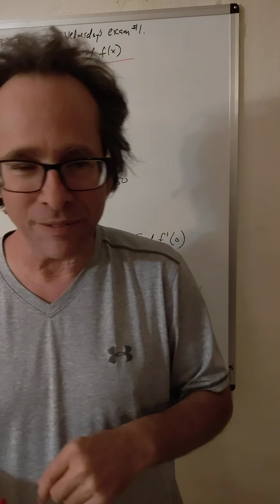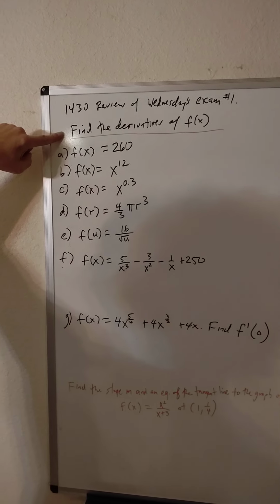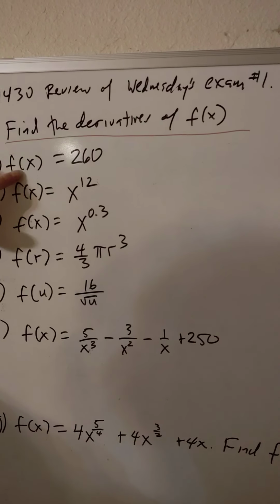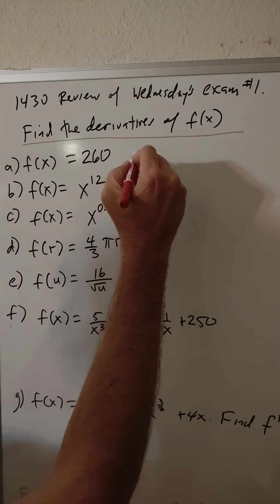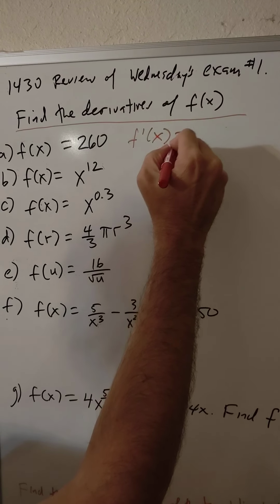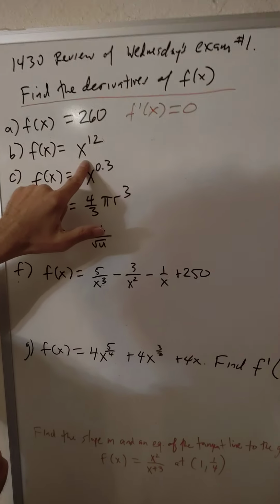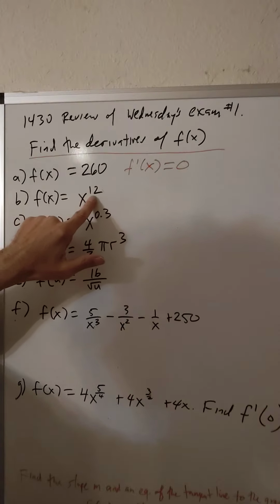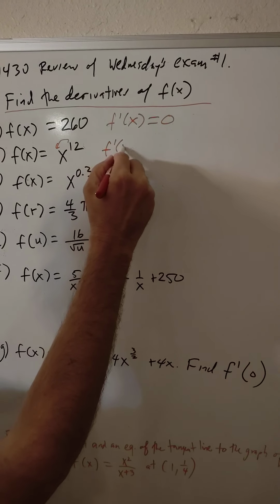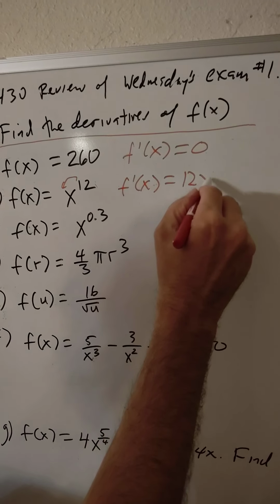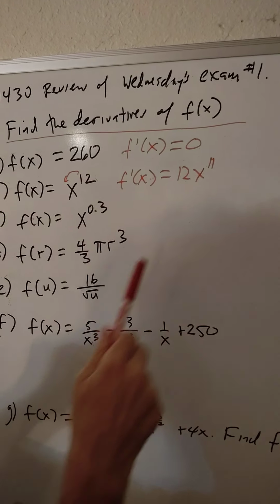Here we go. These are quick derivatives I want to do here. Find the derivative of f of x. The first one is f of x equals the constant 260. There's no x's here. So f prime of x for any constant is equal to 0. There's the first answer. The second one is a straight power rule. To find the derivative, we're going to do the power rule for derivatives. You bring down the 12. So f prime of x equals 12x, and then you decrease the power by 1: 12x to the 11th, and we're done.